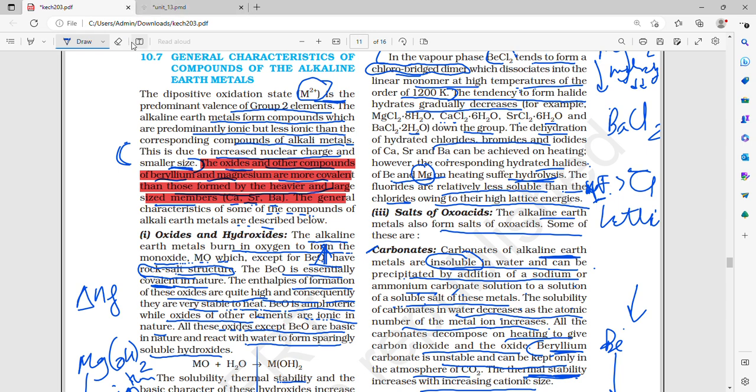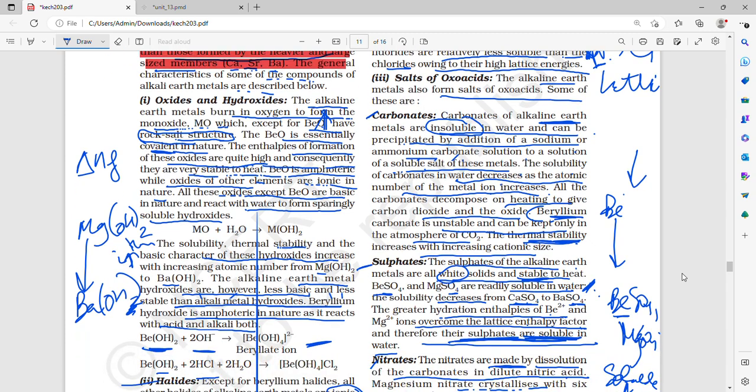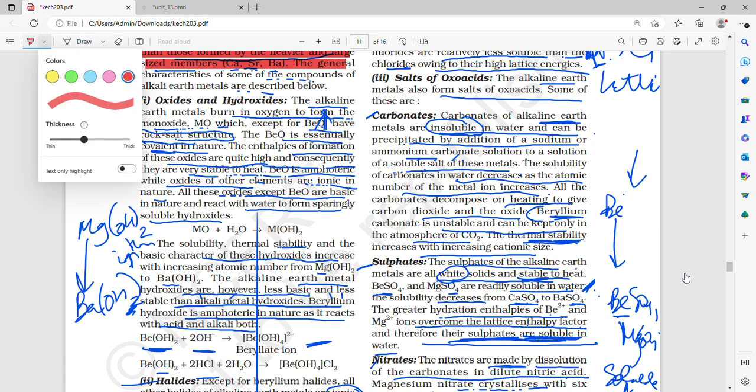Oxides and hydroxides. The alkaline earth metals burn in oxygen to form monoxide MO. In the alkali metals only lithium forms the monoxide Li2O, the rest form peroxide and superoxide. The monoxides of alkaline earth metals, except for beryllium oxide, have a rock salt structure. Beryllium oxide is essentially covalent in nature.